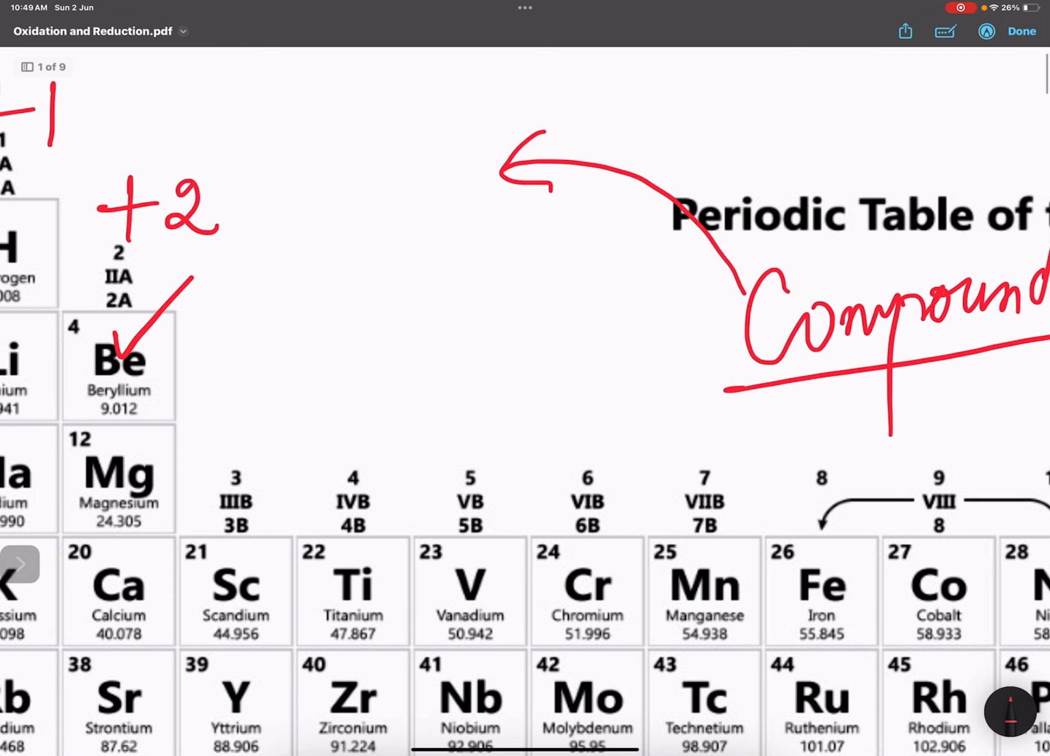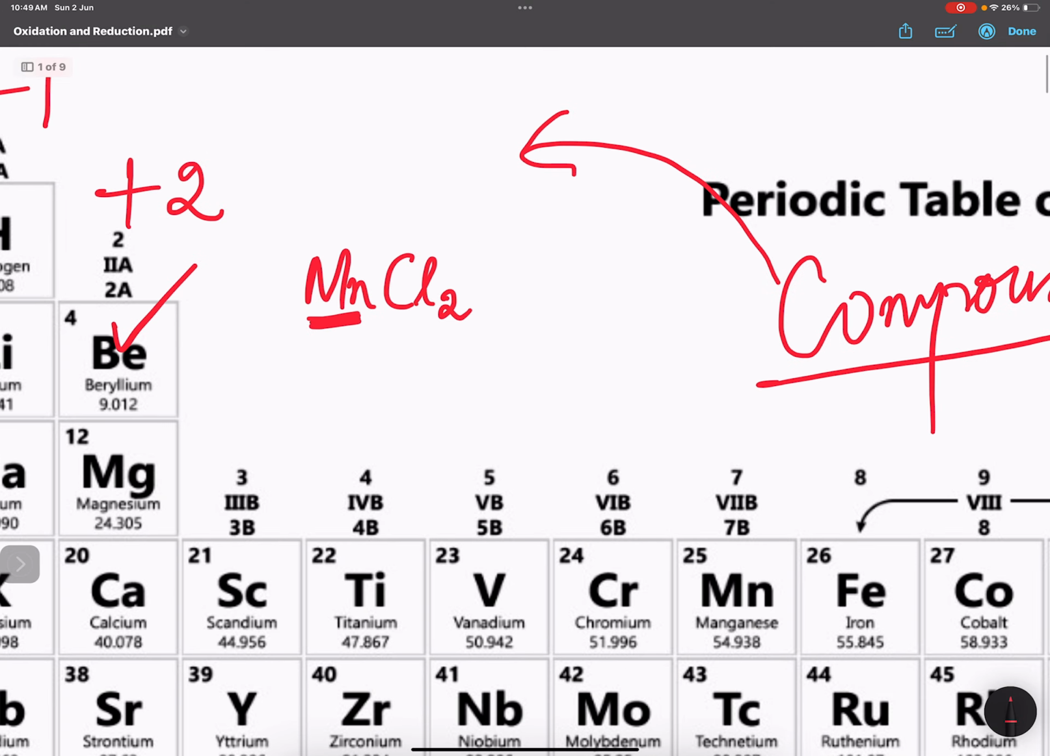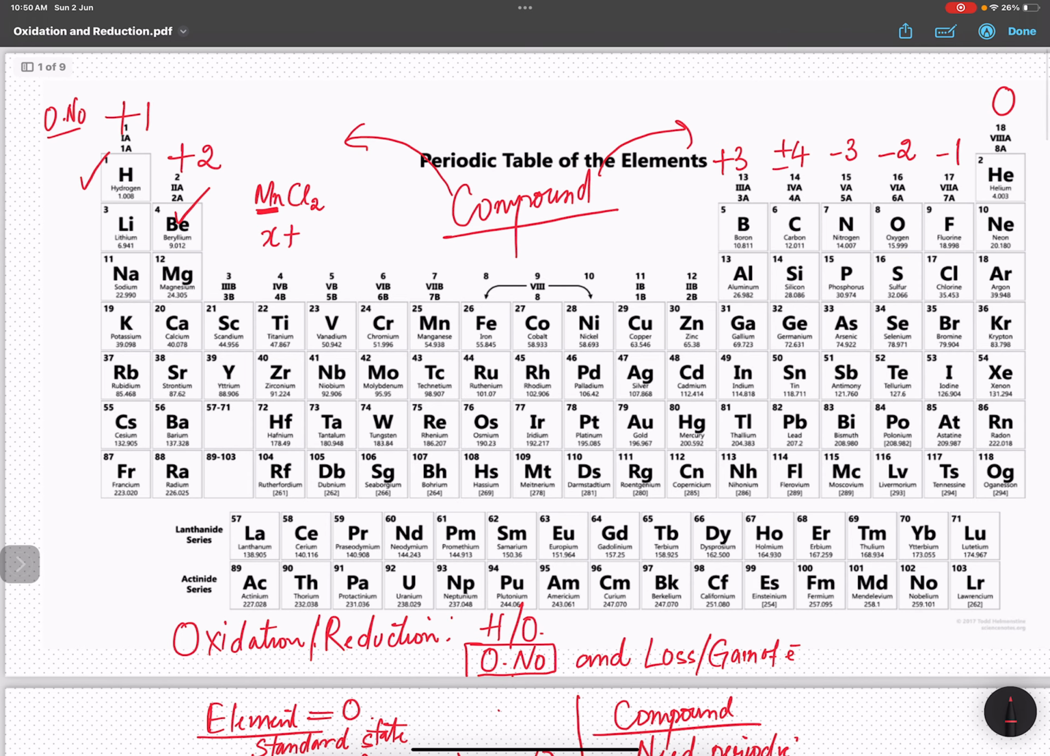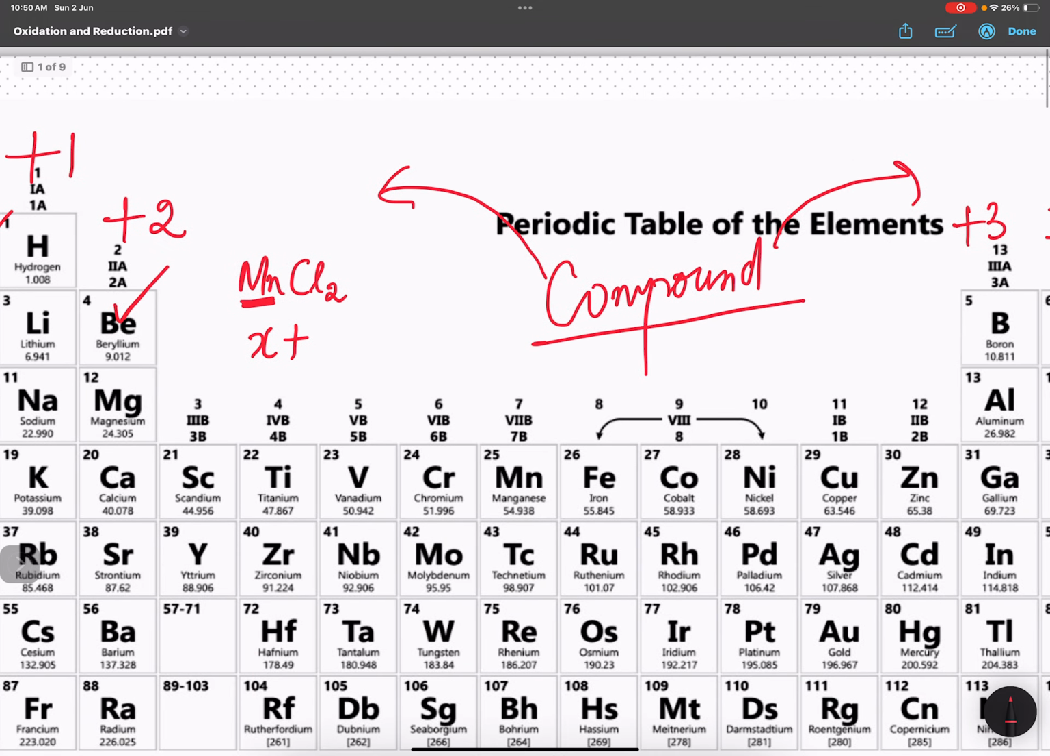Let me take one example. Suppose I have to find the oxidation number of Mn in MnCl2. I'll assume it to be X, plus the oxidation number of chlorine. Chlorine is in group 17, so it has an oxidation number of -1 times 2, and there is no charge on this, so it will be equal to 0. Solve it, you will get the oxidation number of +2.